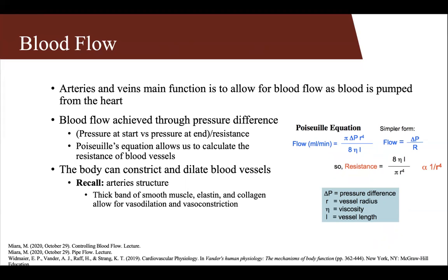In order to effectively circulate blood and distribute to important places, especially in times of need, such as during fight or flight response, the body is able to constrict and dilate blood vessels. This is where the anatomy of these vessels comes in. Arteries' thick band of muscles and the high levels of elastin and collagen allow for vasodilation and constriction to occur. This allows the body to siphon blood off to certain areas.